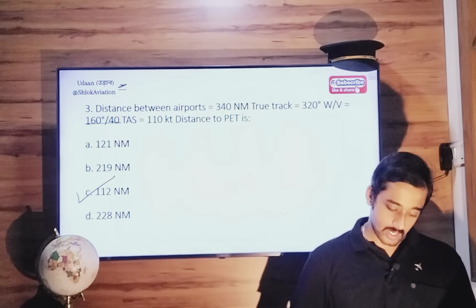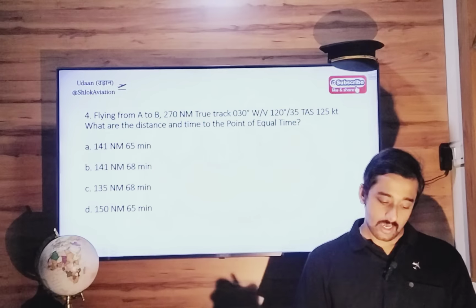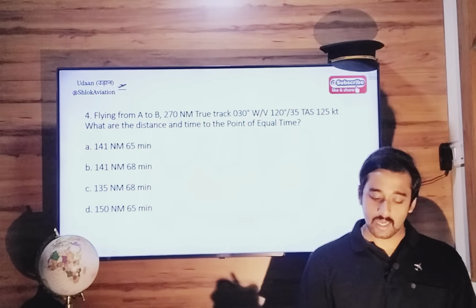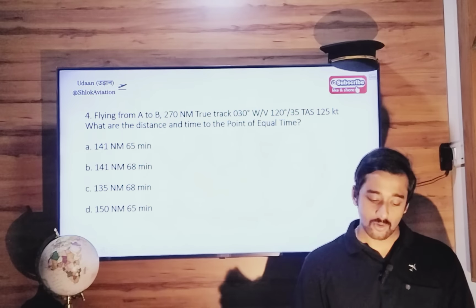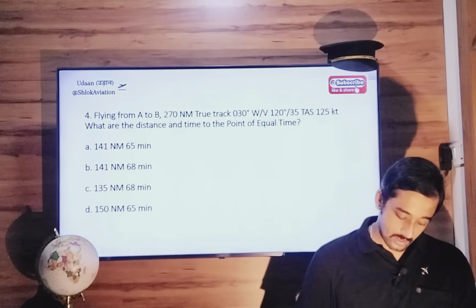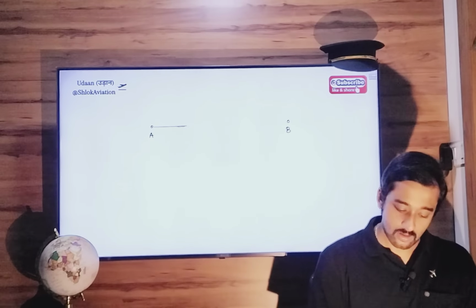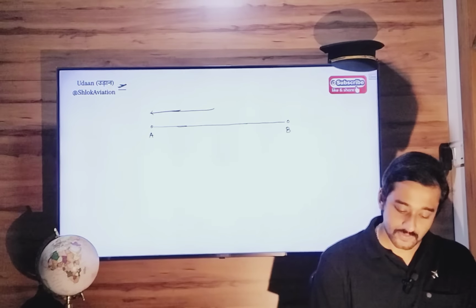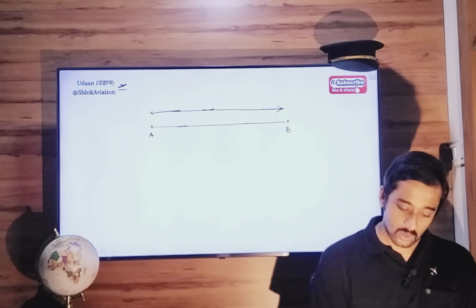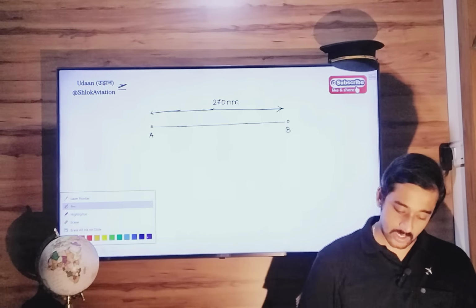Okay, 112. Question 4. You're flying A to B, distance 270, track is given, winds given, TAS is given. Again, what is the distance and time to the point of equal time? So draw this: A, B. The distance between them is 270. We have a critical point on our way.